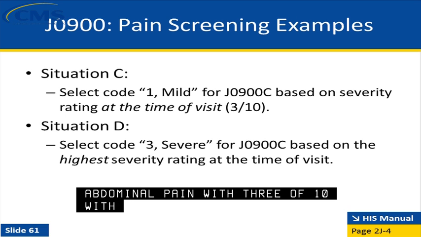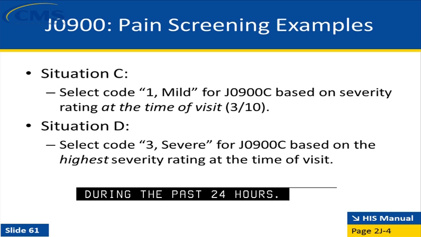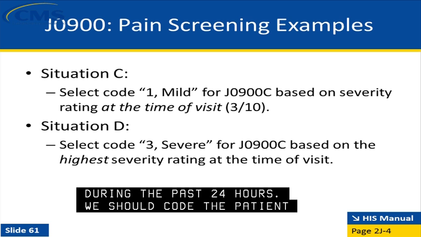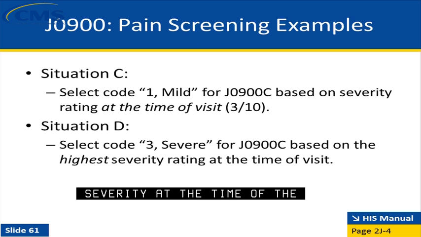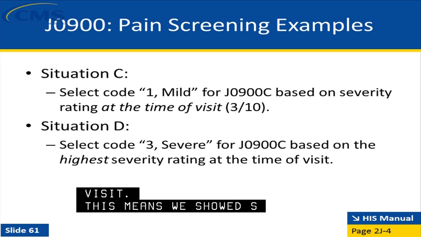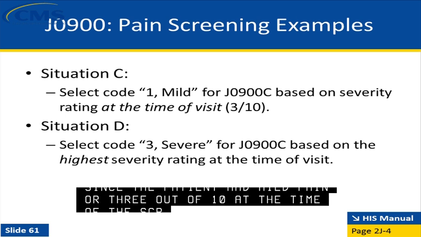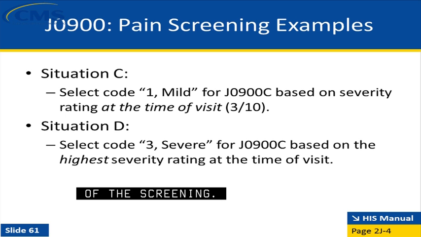Remembering our tip, we should code the patient's pain severity at the time of the visit. So this means that we should select mild for J0900C, since the patient had mild pain or a 3 out of 10 at the time of the screening. For J0900D, we would select code 1 numeric for the type of standardized tool used.